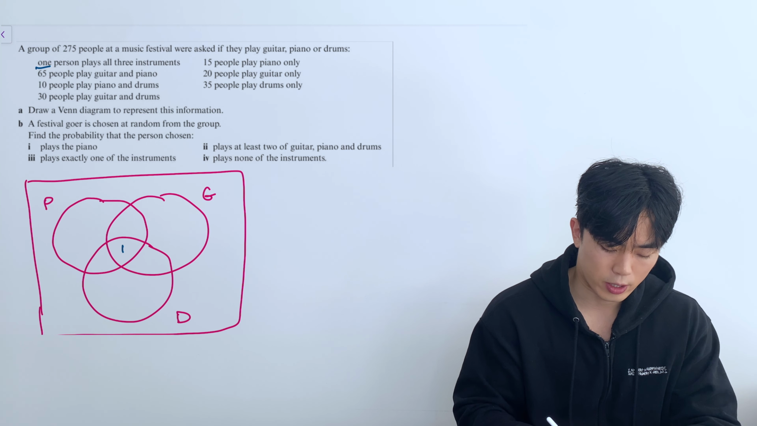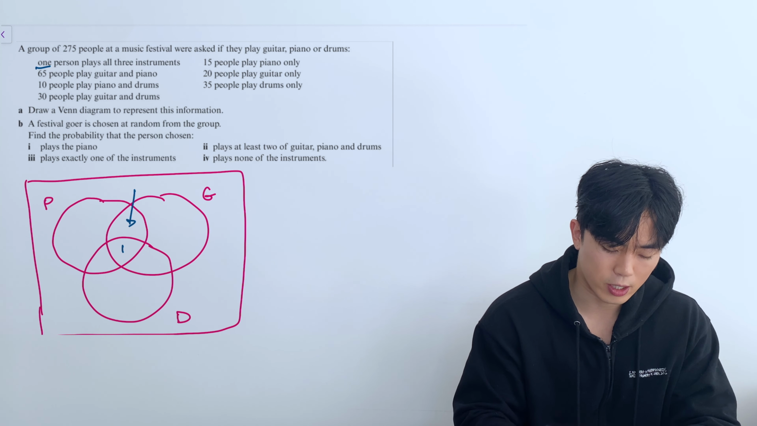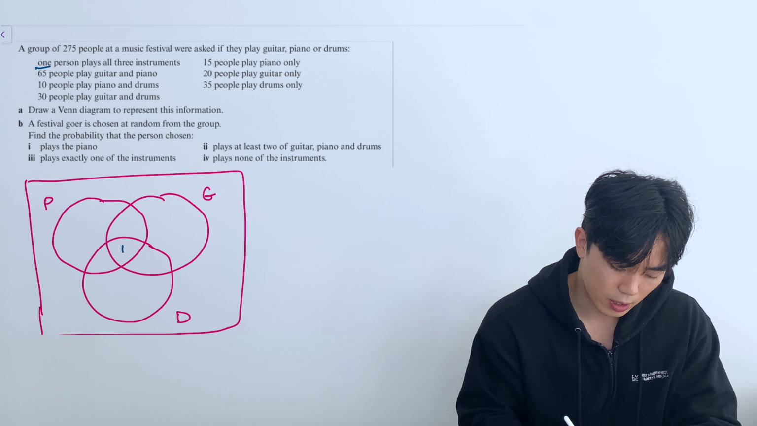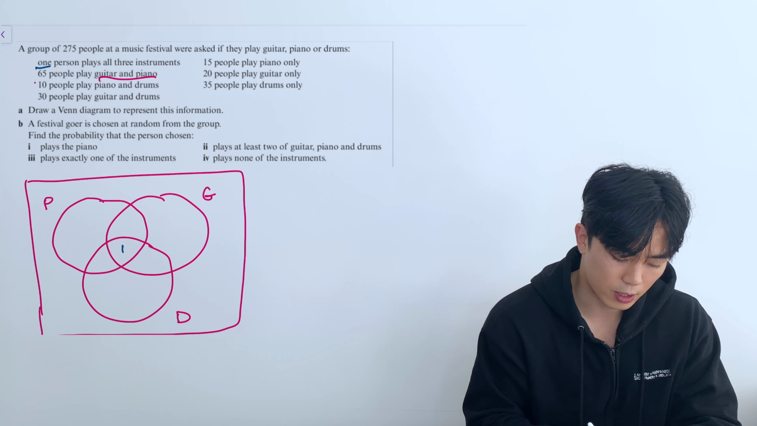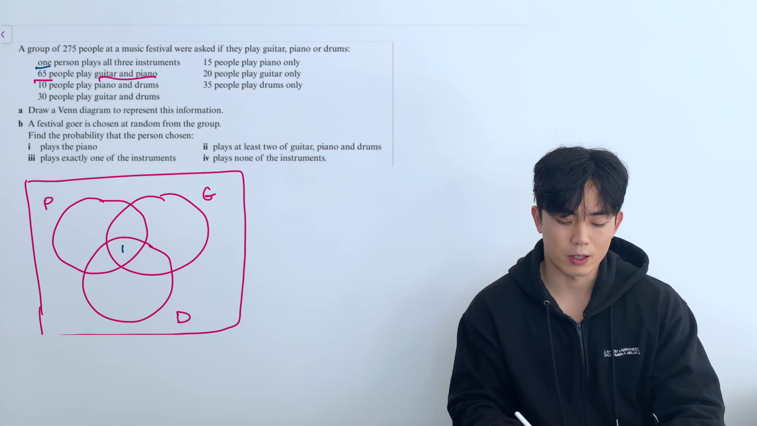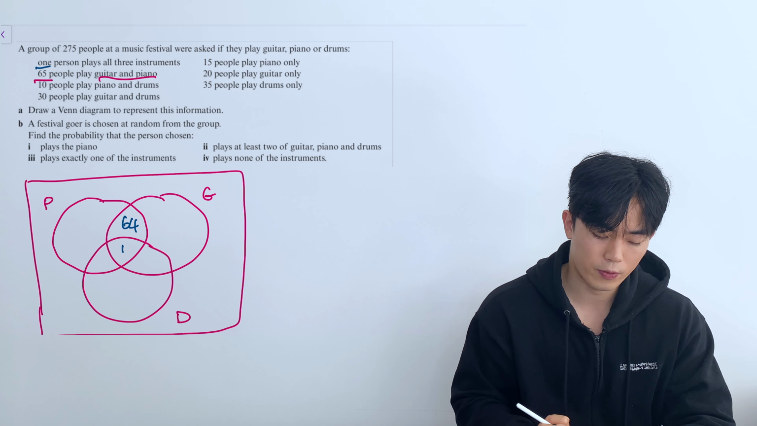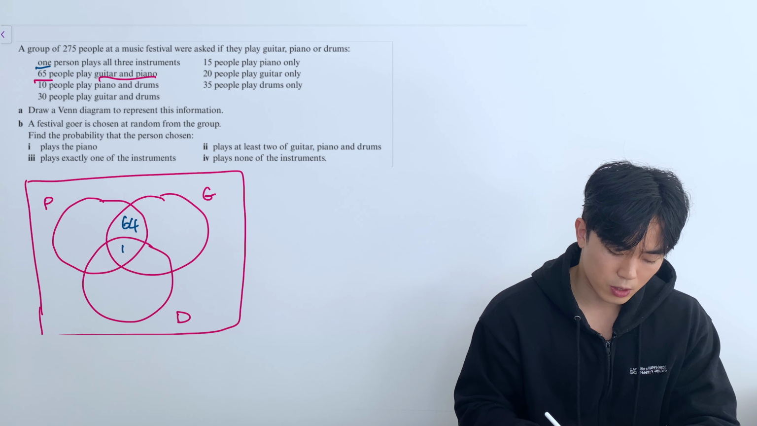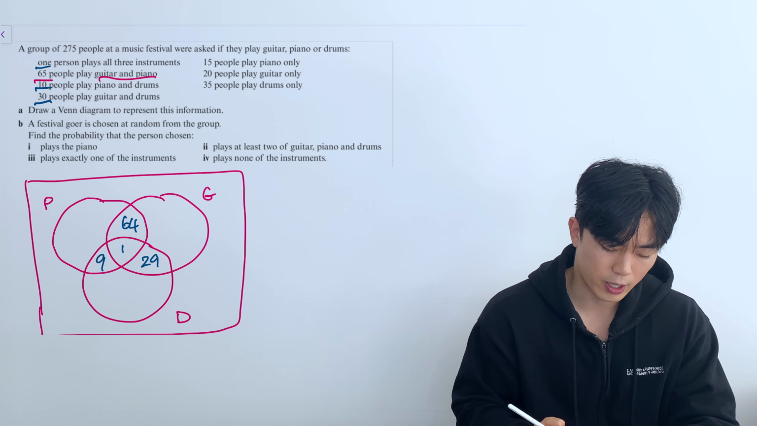Let's look at this section here. This is P and G, so who plays the piano and the guitar? 65 people play piano and guitar, but remember there's one person inside there already, so it's going to be 64 here, because in total it's 65. 30 people play guitar and drums, so that's going to be 29 here. And finally, 10 people play piano and drums, so that's going to be 9 people here.